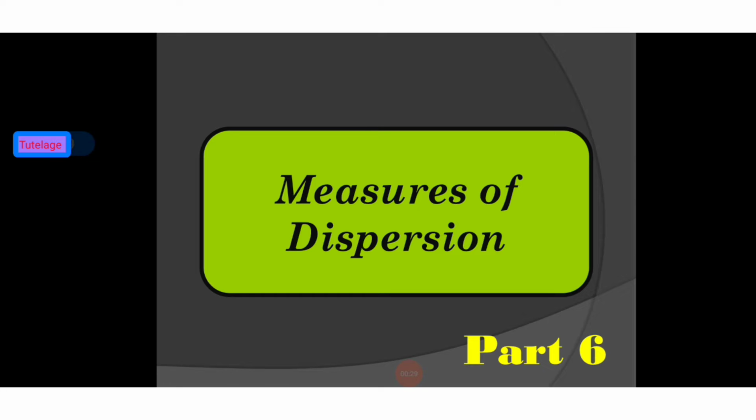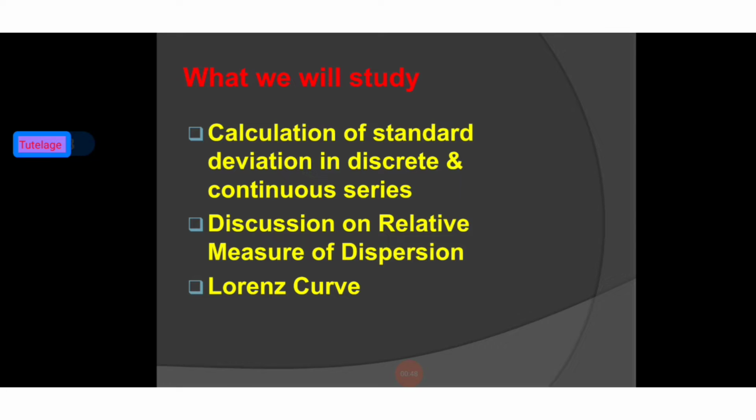Today we are going to explain the rest of the topics of the same chapter. So that's why the session is called Measures of Dispersion part 6. This is the last session for this chapter also. Now go to the next slide. Here we can see some topics which we will discuss today.